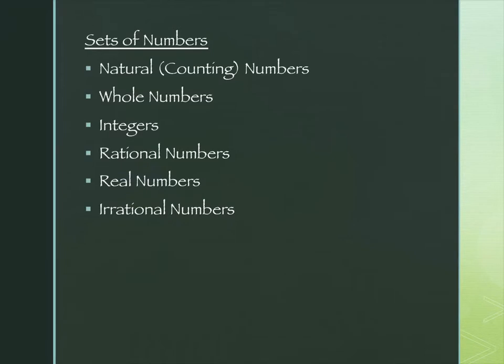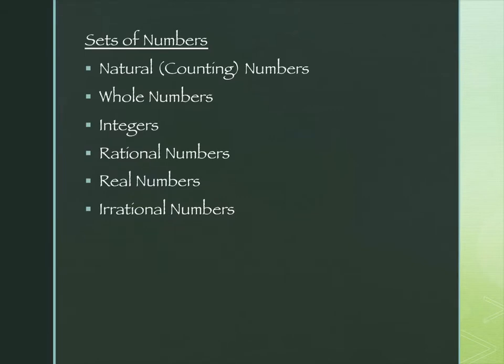There are other numbers than the ones I'm mentioning. These are simply the ones that we're going to encounter in this section. Natural or counting numbers, whole numbers, integers, rational numbers, real numbers, and irrational numbers. And as we create this definition structure, we're going to create a diagram. You have more space than I do, but we'll still work with it.